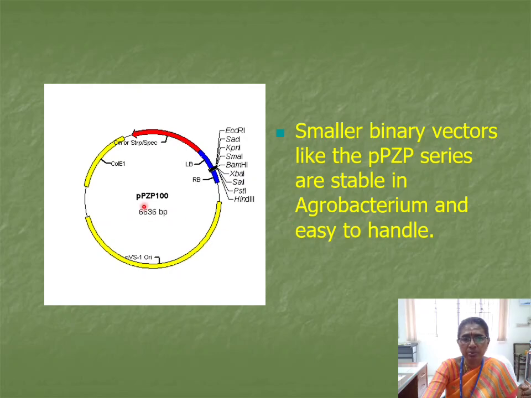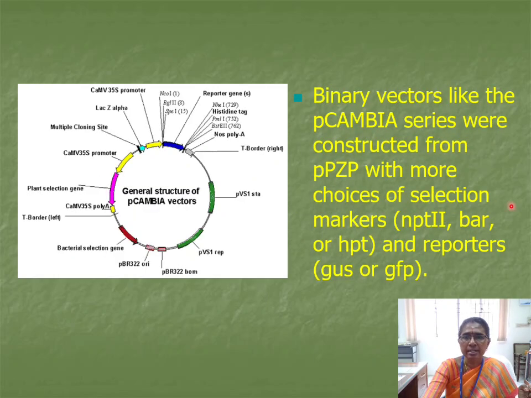So we do have the pZP100 series of vectors. That is the smallest vector, about 6.636 kb in size, and they are very stable in Agrobacterium as well as easy to handle because of their smaller size. And binary vectors like the pCAMBIA vector series are widely used. They are constructed from the plasmid pZP with more choices of selection markers, namely the NPTII, bar gene or HPTII genes, as well as reporter genes like GUS or green fluorescent protein.